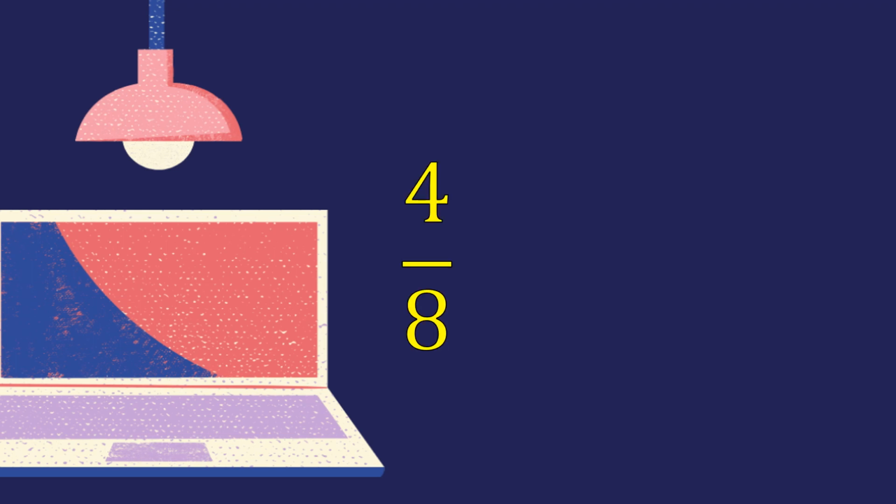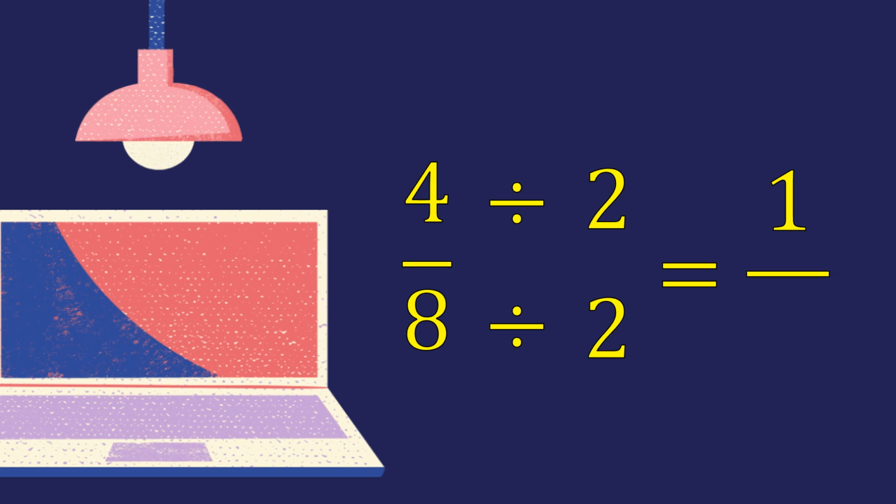Another, 4 over 8. The greatest common factor or GCF of 4 and 8 is 2. So 4 divided by 2 is equal to 1. 8 divided by 2 is equal to 2. So the simplified form of our fraction 4 over 8 is 1/2.